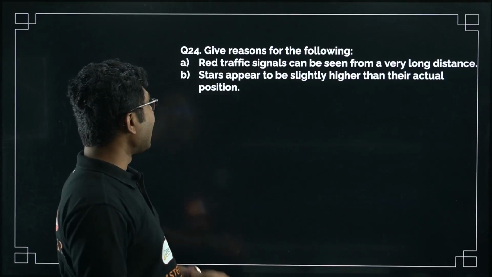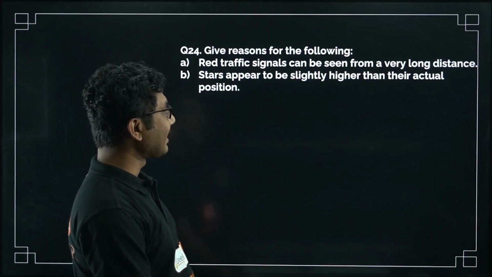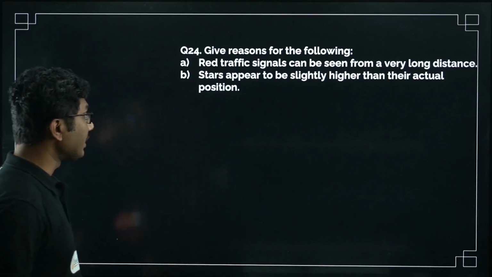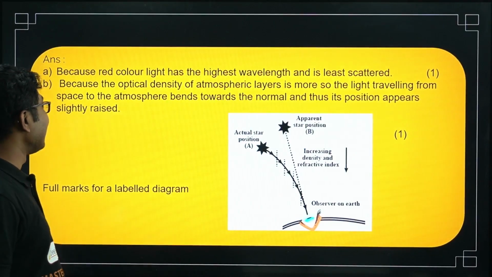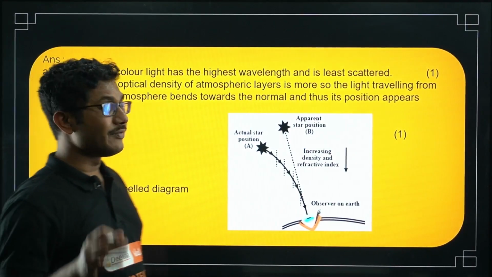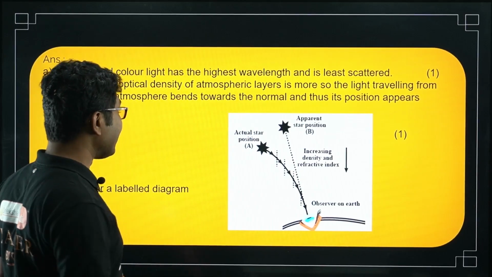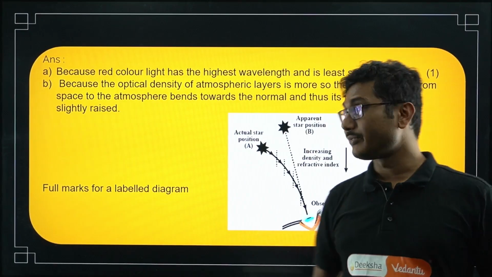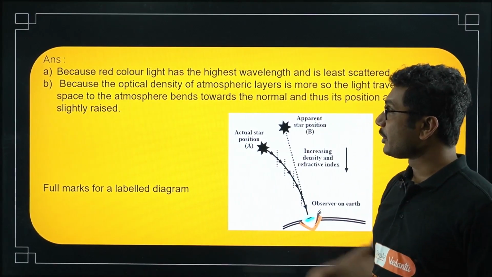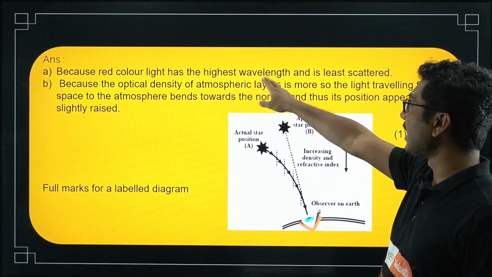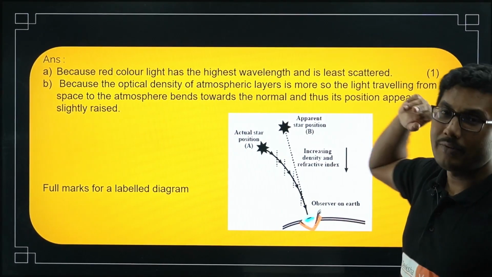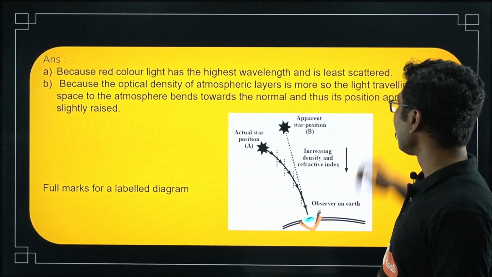Stars appear to be slightly higher than their actual position. This is because of atmospheric refraction. Let's see the exact answer that they prescribed in their answer sheet, because this is a model question paper, so there are standard answers to them as well. So let's understand that because red color light has the highest wavelength and is least scattered, it is visible from very far. That part they have not mentioned.